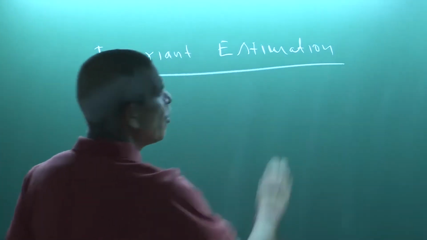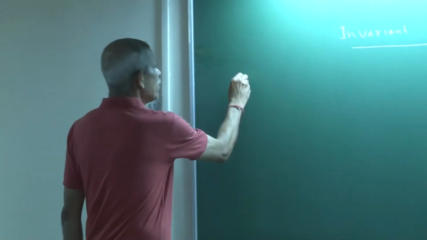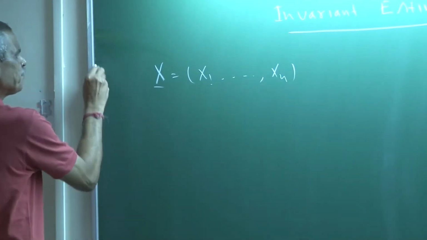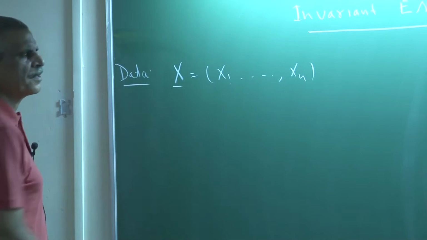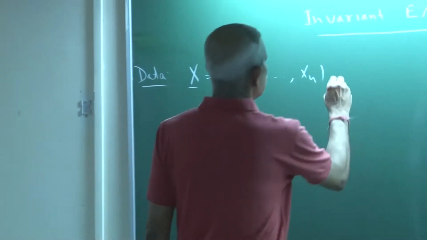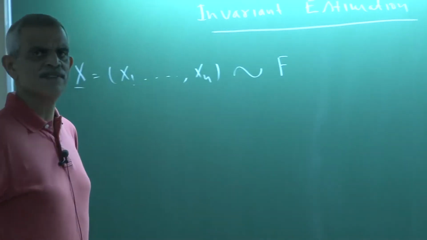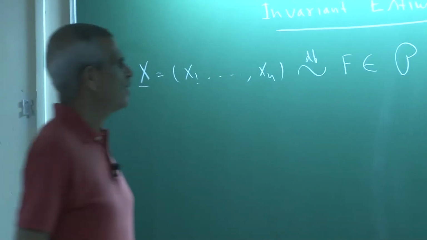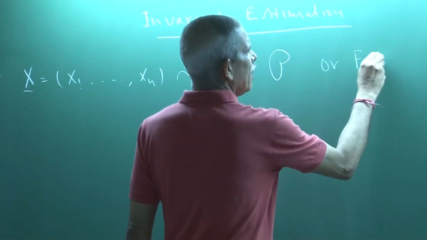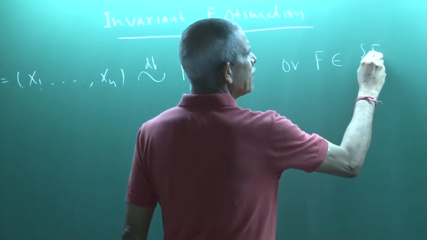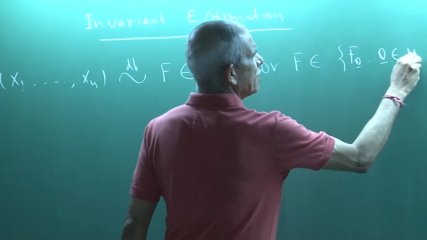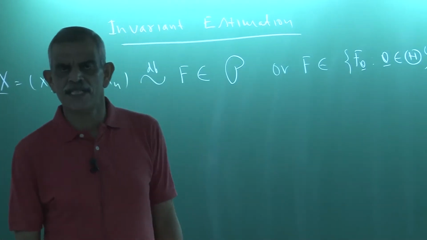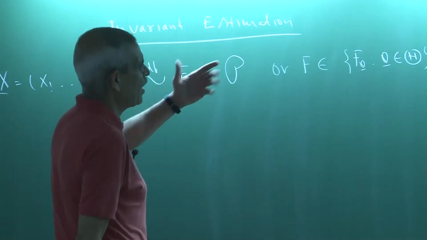Let us see how the model looks. A typical model looks like this: you have data x1, x2, ..., xn. This has a distribution function f which belongs to P, or f belongs to f theta, theta belongs to capital theta. This is the situation which happens in the parametric statistical inference problem. The other is a typical non-parametric setup.